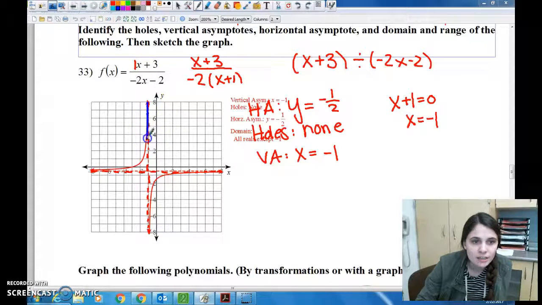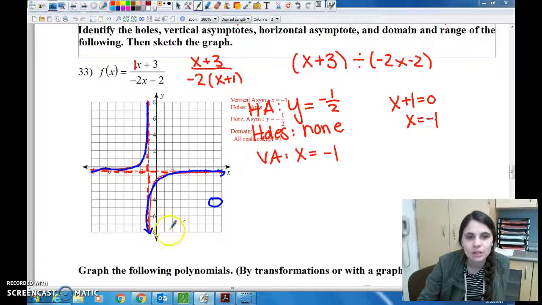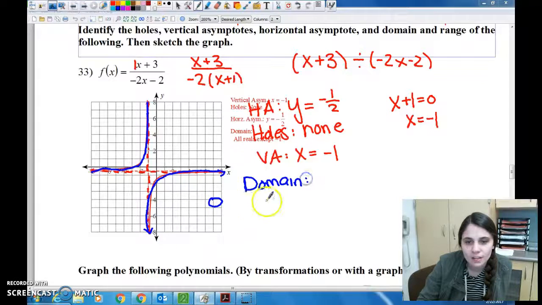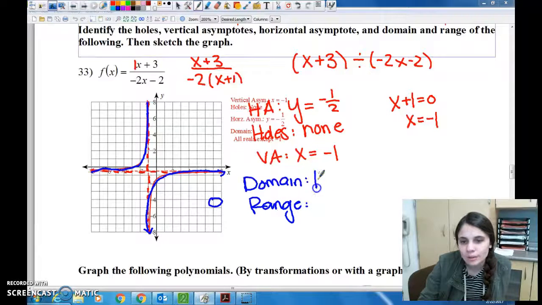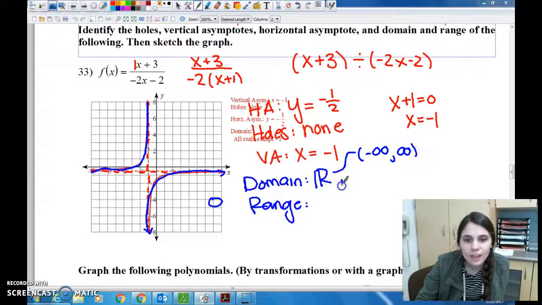So right here, I have part of my graph right here, and part of my graph right here. And if I had a hole, I would graph the hole as an open circle, but in this case I don't have any holes. So I can go ahead and list my domain and range now that I have my graph done. So your domain is all real numbers, which is this symbol. You could also use -infinity to infinity if you prefer that.